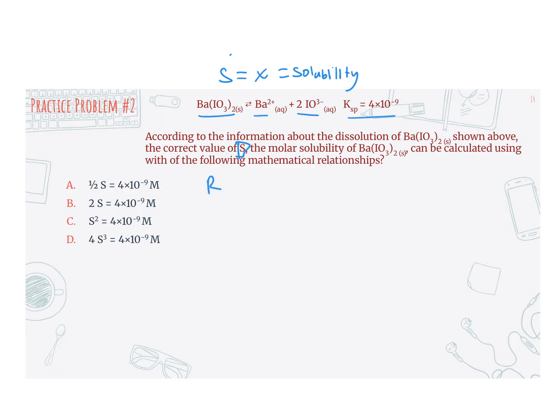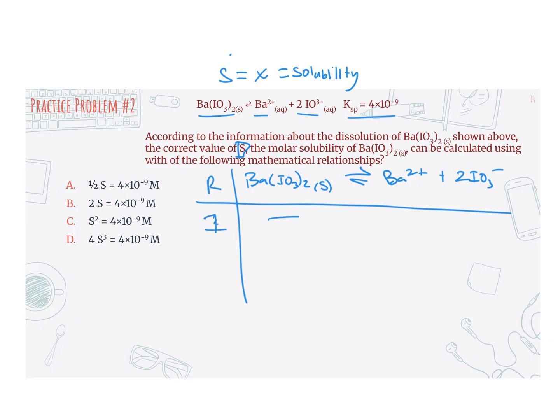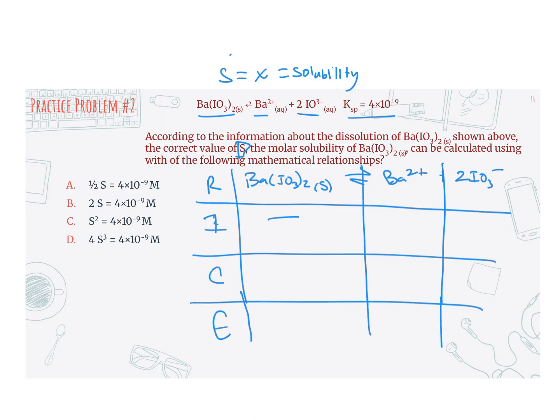So again, R here, it's given above. Initially, it doesn't matter what I have for barium iodate because it's a solid. I have no barium and I have no iodate because it's the start of the reaction. Again, barium iodate doesn't matter. You can just cross all those off in your RICE table. This will be plus X. This will be plus 2X. And then, of course, at equilibrium, you have X molar barium and 2X molar iodate.